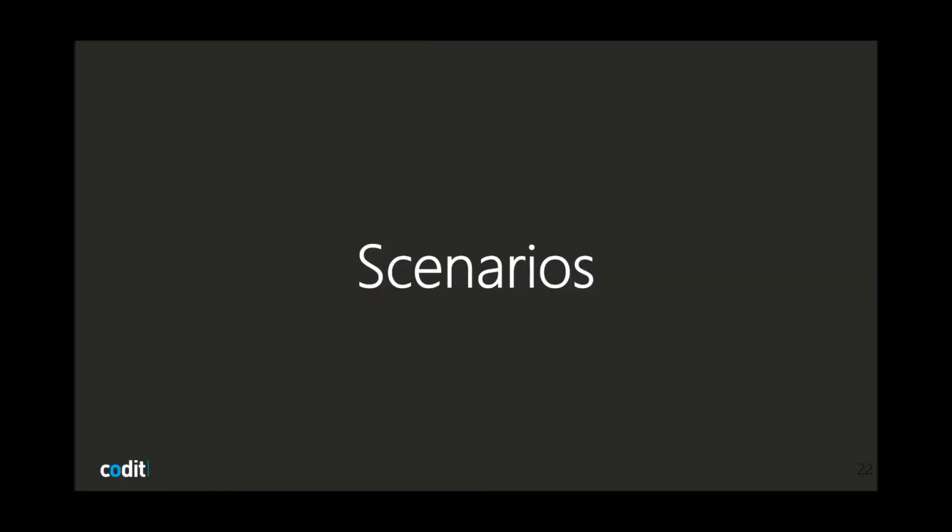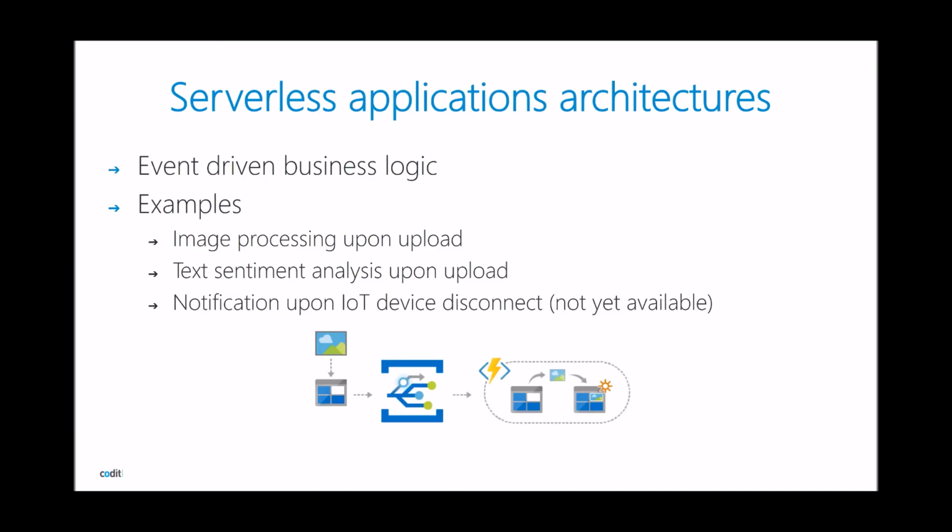Then let's look at some of the scenarios. Okay, so you talked about some of the semantics of messaging and eventing. What is this capability, the service that Azure offers with regards to events, and how can I use it? The way you could use this is, for instance, building serverless applications. So you can have event-driven business logic. Something happens within your container, let's say an image is being uploaded. Then you can have an event sent out to Event Grid, and then you can have one or multiple services react upon it. It could be analyzing the image, which I have a demo for. It could be text sentiment analysis, or a notification of an IoT device being disconnected, which is not available yet, but you can do something like that.